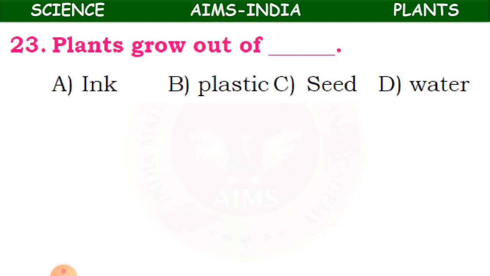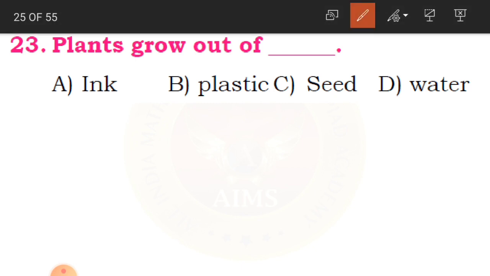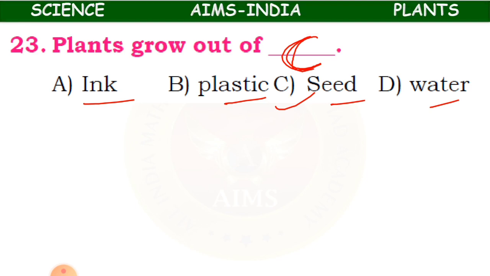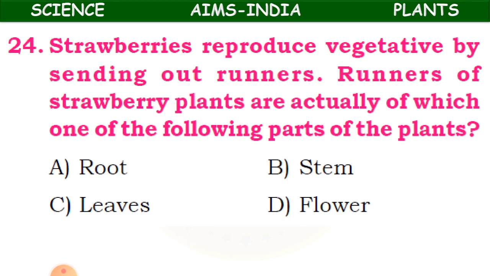Plants grow out of dash. How do the plants grow out? Whether from ink, plastic, seed or water? Yes, obviously seed, that is C option. Clear, children? Now we'll go to the 24th question.